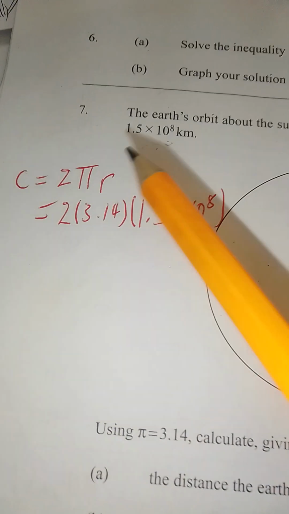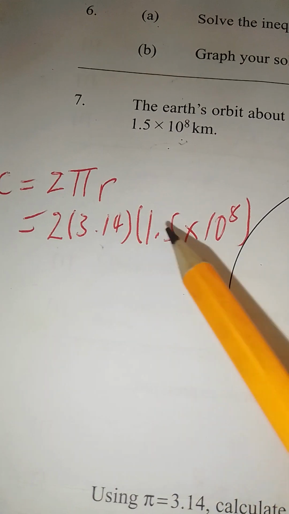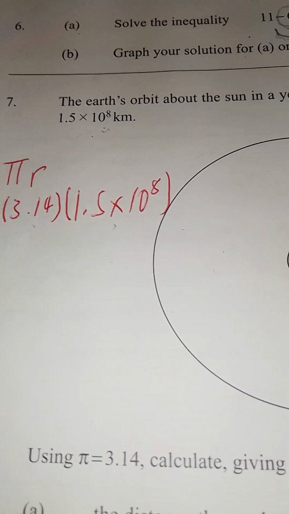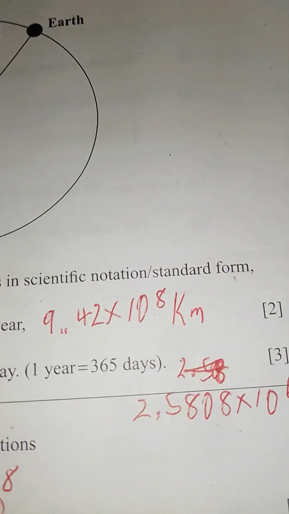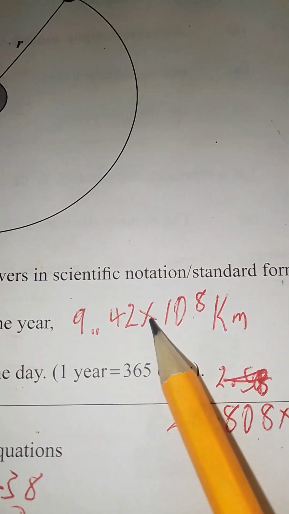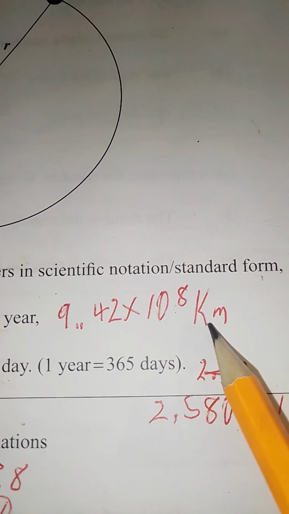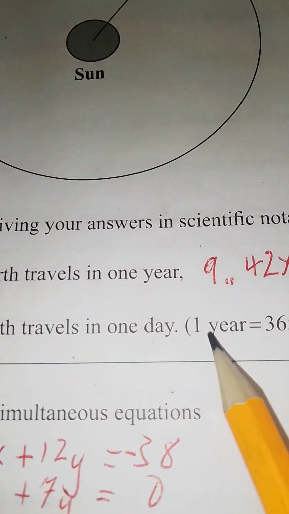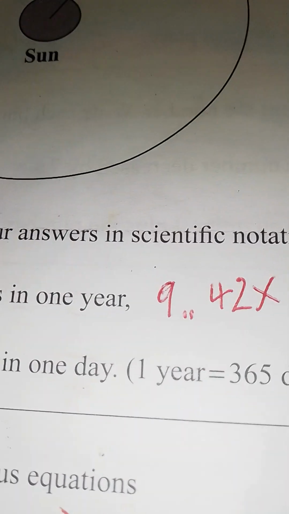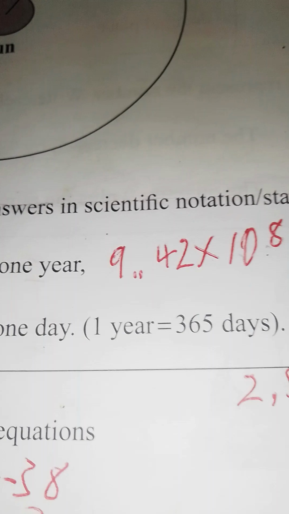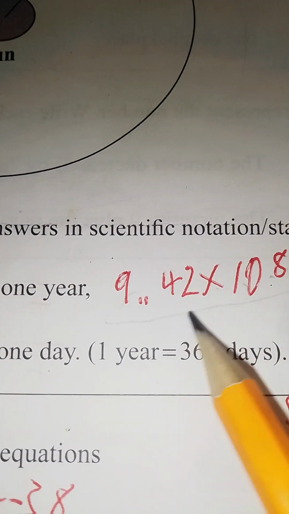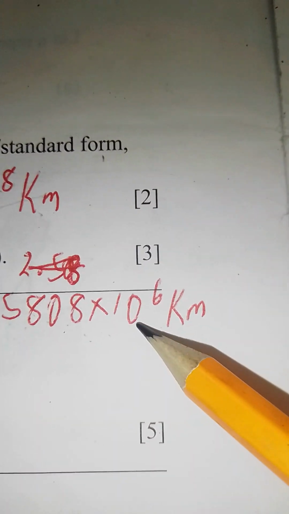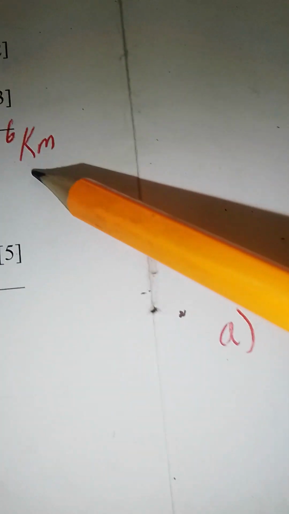Now coming back here, it's going to be 2 times pi, 3.14, times the radius, 1.5 times 10 to the 8. Remember you're working in scientific notation. Just put it in your calculator and you end up with 9.42 times 10 to the power of 8 kilometers. The distance the Earth travels in 1 day. 1 year is roughly equal to 365 days, right? Just divide this by 365 and I end up with 2.5808 times 10 to the 6 kilometers.